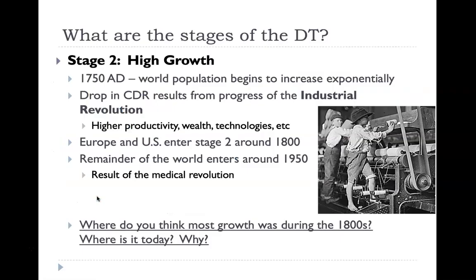All of this changes in stage 2. This is where things get really, really interesting, and we see rapid change in a society, right? This is a time of high growth, right? And this has to do with the death rates dropping, right? Life gets easier for people in Europe and in the United States around 1750 to 1800, somewhere in there. The world's population begins to increase exponentially because people stop dying of things that they used to die of.